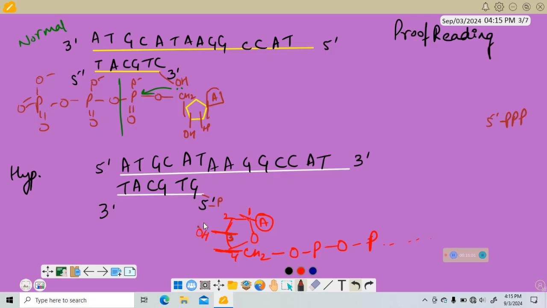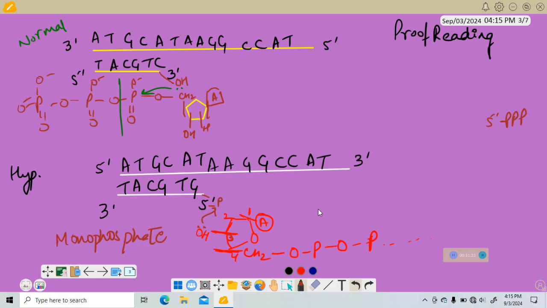Now it will attack this monophosphate. Here we don't have triphosphate because in the last step we have seen we were left with only one phosphate, right? If it's monophosphate, is it possible to release? No, pyrophosphate will not be released, no energy will be released. If no energy is released, that means no phosphodiester bond will be formed, and if no phosphodiester bond is formed, no nucleotide will be added.